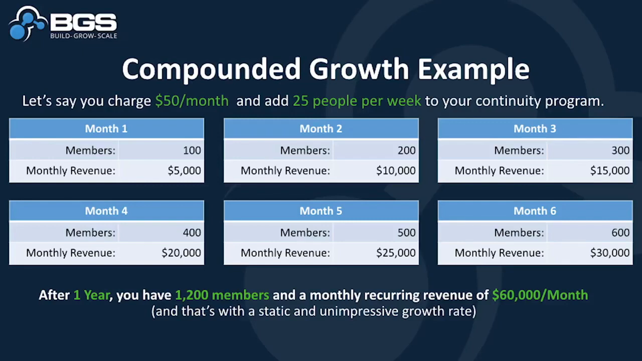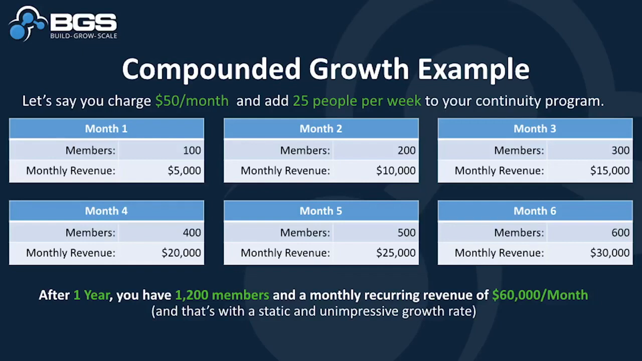So 25 a day, what I'm saying is not that crazy. Okay, and that's with crappy conversion rates. So 25 a week, excuse me, is not hard to do. So month 1, you have 100 members making $5,000 a month. Month 2, you have 200 members, 10,000. Month 3, 300. You can just see how it grows.